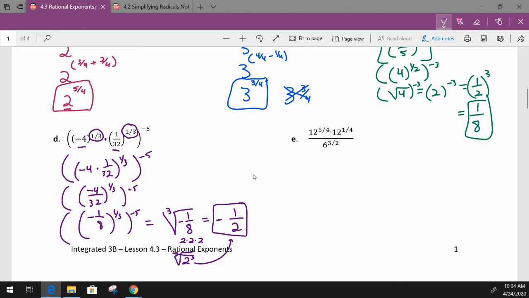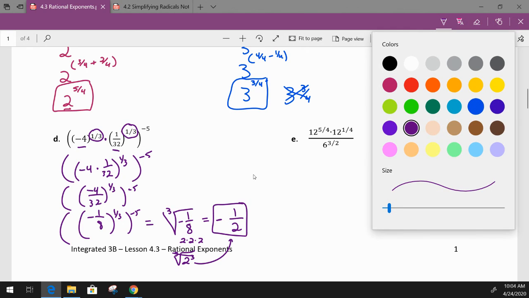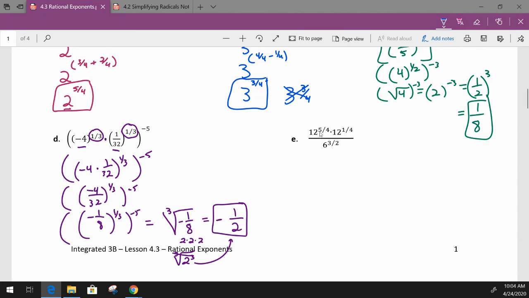The next one is also kind of a fun one. Let's use blue again. So this time, we do not have the same exponent, but we do have the same base. So when you have the same base, you want to add the exponents.